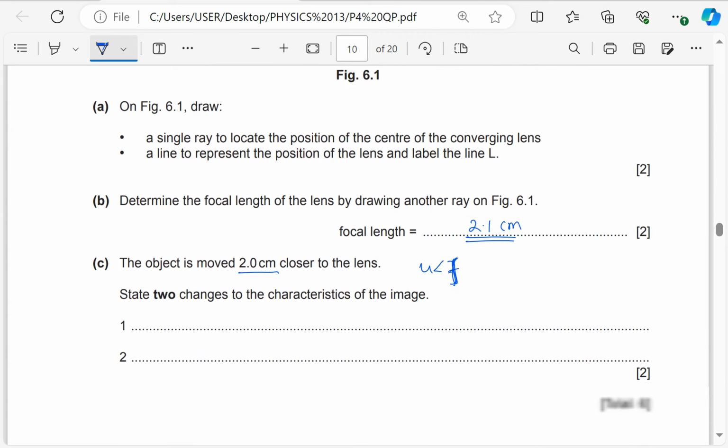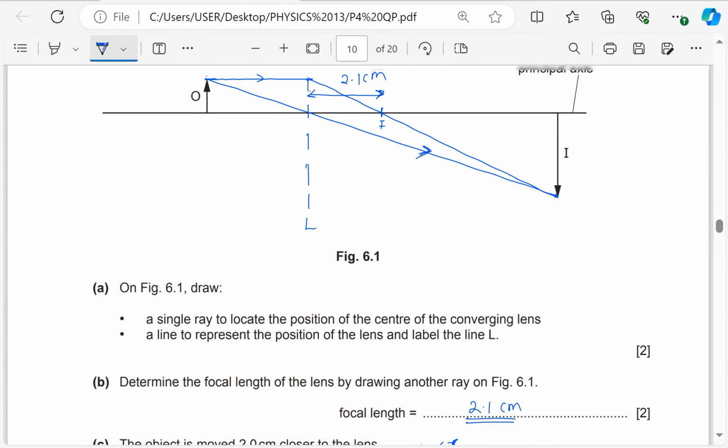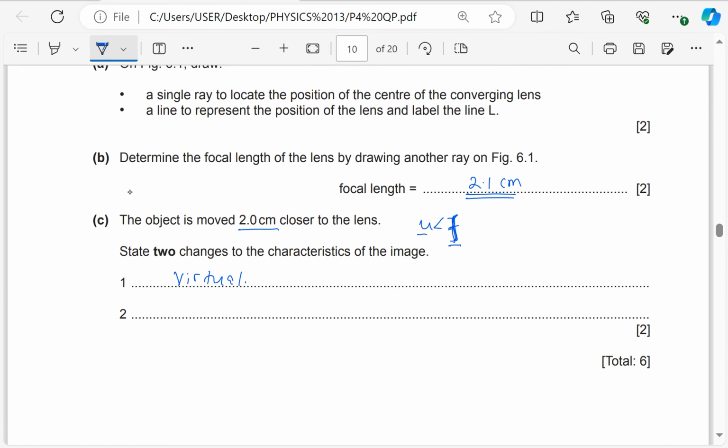If you remember your principles of forming ray diagrams, if the object distance is less than the principal focus, the image cannot be formed behind the lens. It is formed on the same side as the object. So that image which is formed on the same side as the object is considered to be virtual. That's number one. And that image which is formed in front is actually going to be upright. It is going to be vertically upright.